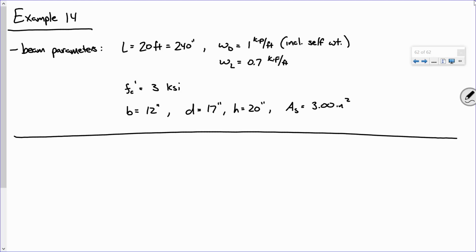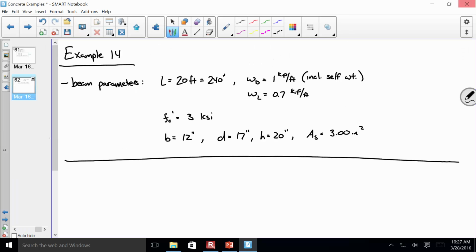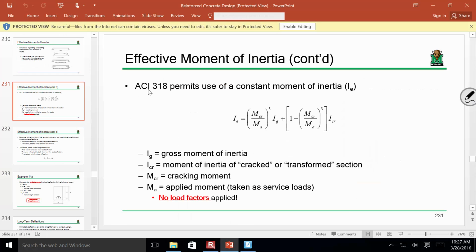Okay. Now, let's go back to a couple things. All right, here's our formula for the effective moment of inertia. Now, to compute the effective moment of inertia, we're going to need a number of things. We're going to need applied moments, which I'm going to handle later because we're going to have to take dead loads and live loads. We're going to have to take that carefully. We're going to need a cracking moment, a gross moment of inertia, and then a cracked moment of inertia. Let's start off. We'll do the easiest one first and then move on from there.